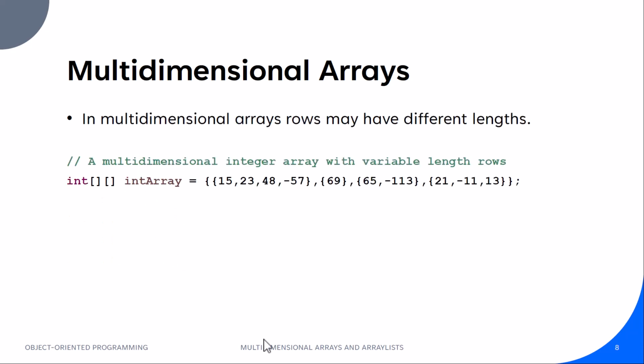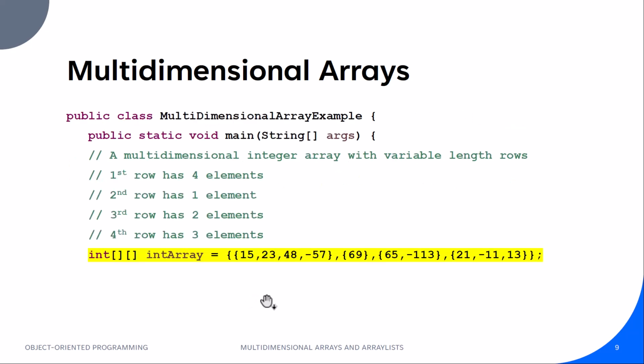In multidimensional arrays, rows may have different lengths. And this is true for the additional dimensions when we declare multidimensional arrays. And here's a multidimensional integer array with variable length rows. As we can see, the rows have different lengths. And here's that example in code.